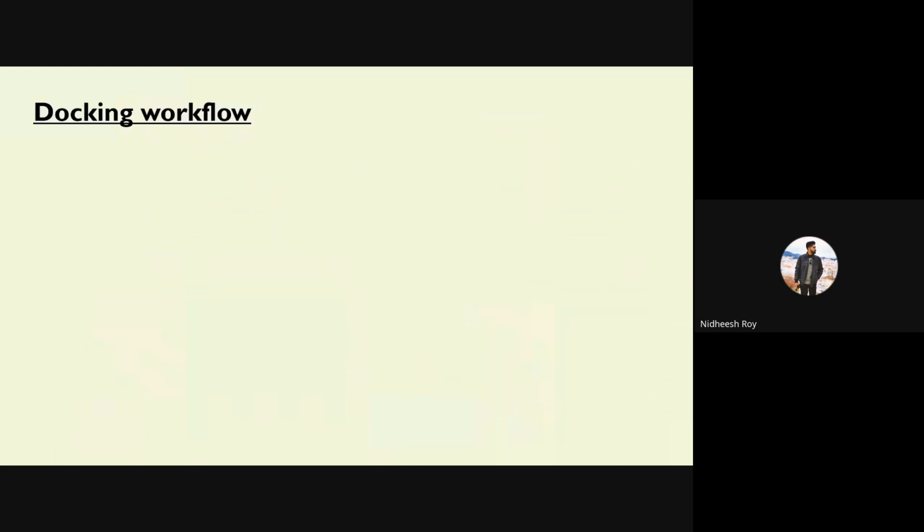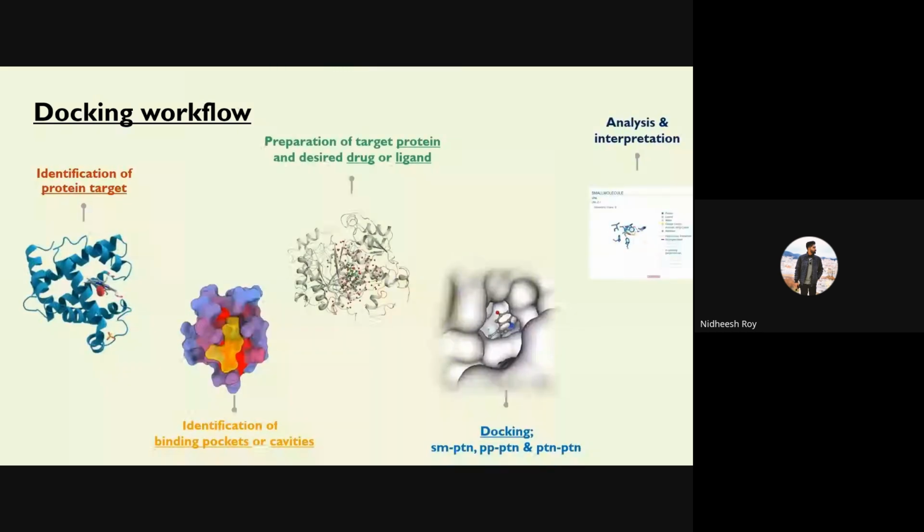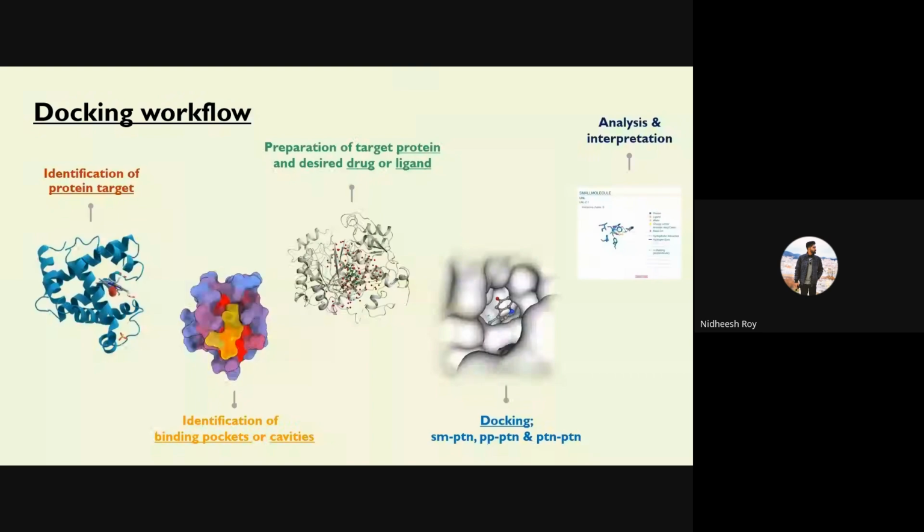Now that we understand why molecular docking is important and which tools are commonly used, let us walk through a typical docking workflow. This slide summarizes the complete process from target selection to result interpretation. The first step is identification of the protein target, which usually begins with a biological question, such as identifying a protein involved in a disease pathway or a specific molecular interaction. Once the target is identified, its three-dimensional structure is obtained, most commonly from the Protein Data Bank, or from a homology model if an experimental structure is not available.